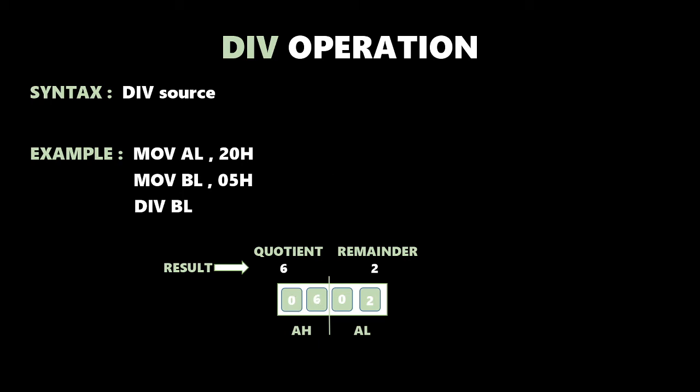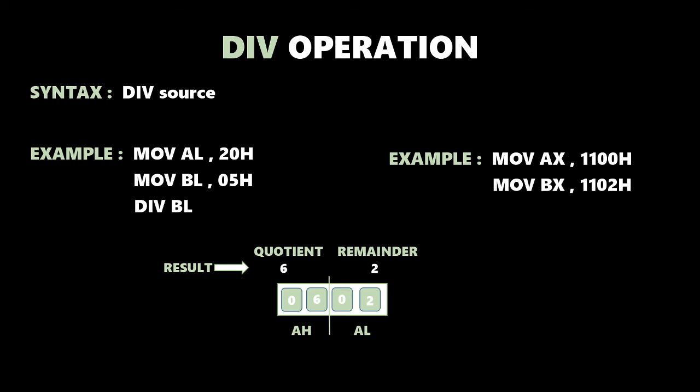Now let's take another example. Suppose we move a 16-bit number, that is 1100H, inside our AX register. Next we move 1102H in our BX register. And now what we want to do is divide, that is div BX. Now what will happen in this case? These are all 16-bit numbers. So where will this quotient and remainder get stored?